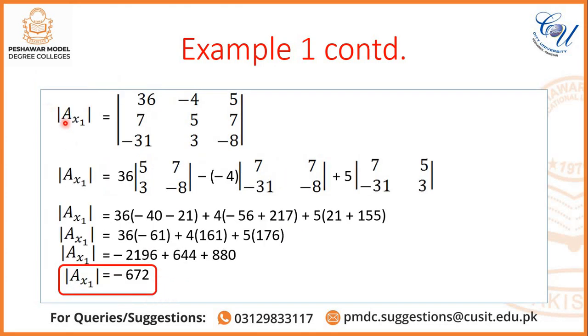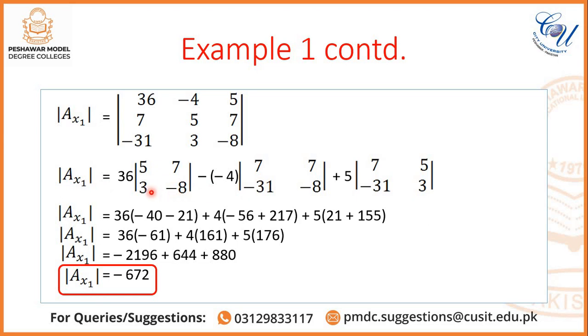Next we find A for x1 determinant. Now A for x1 is the matrix in which we have just replaced the coefficients of the x variable with the constants on the right hand side. Okay, now taking the determinant in the same way as we have taken the determinant of a matrix. So A for x1 is equal to this.